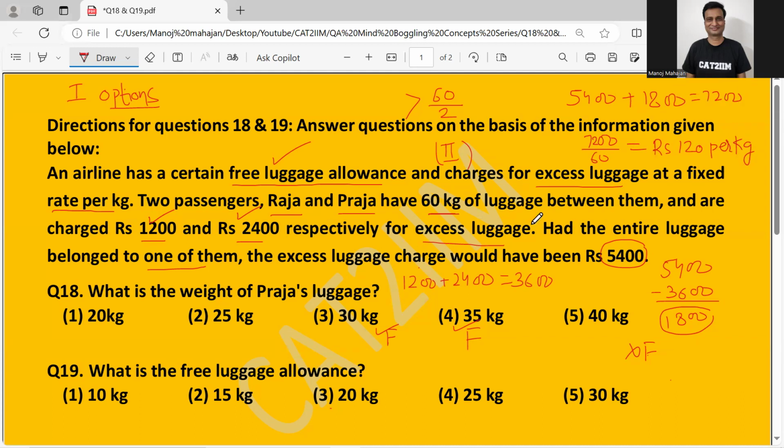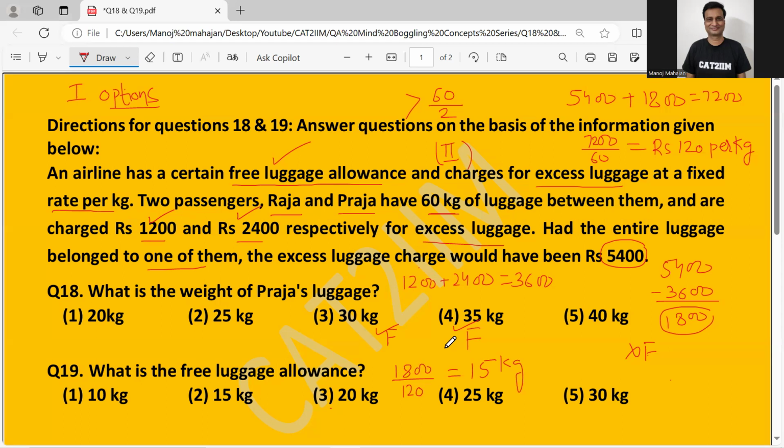So let me come to the weight of Praja's luggage and the free luggage allowance. So can you say the free luggage allowance would have cost you 1,800? So the price 1,800 divided by what? 120 should give me the weight of the free luggage allowance, which is nothing but coming out to be 15 kg. So can I look forward to fill 15 in the theta question? I'm just assuming that the options are not there. So 15 we are going to fill in.